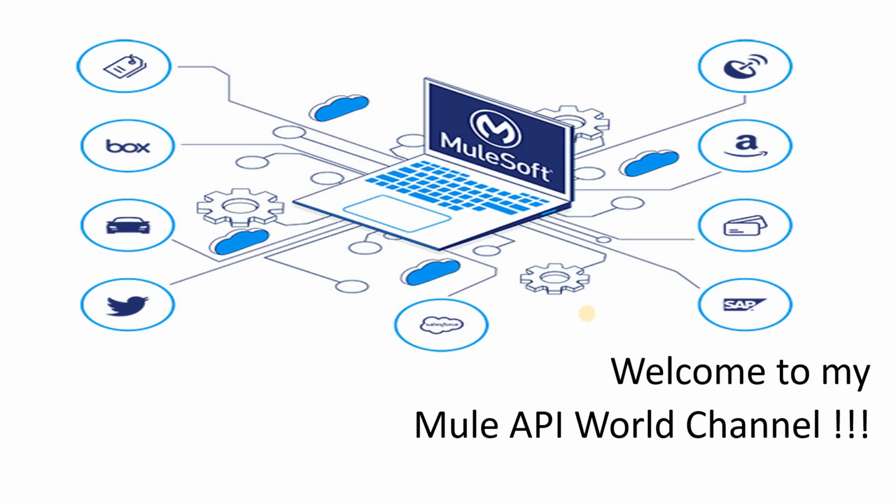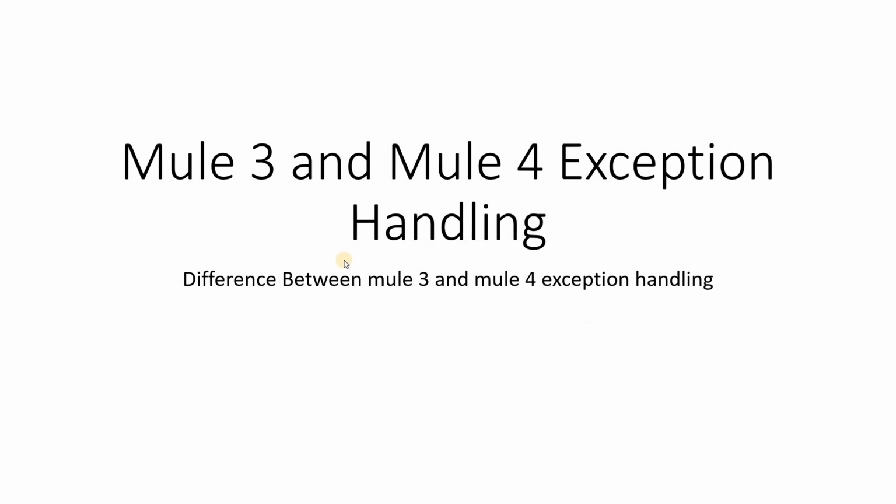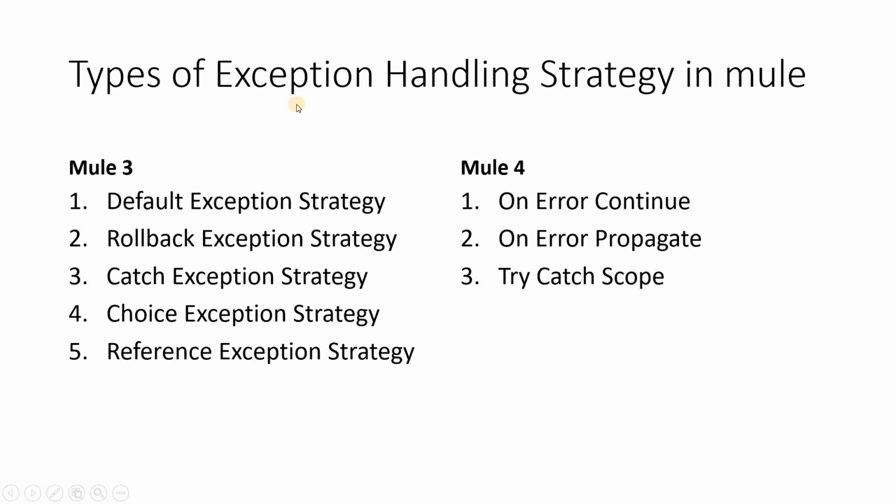So let's come to the topic now. Mule 3 and Mule 4 exception handling, which I'm going to explain to differentiate between both versions. This is the types of exception handling strategy in Mule. In Mule 3 there are 5 types of exception strategy, and in Mule 4 there are only 3 types. In Mule 3 there are default exception strategy, rollback exception strategy, catch exception strategy, choice exception strategy, and reference exception strategy.